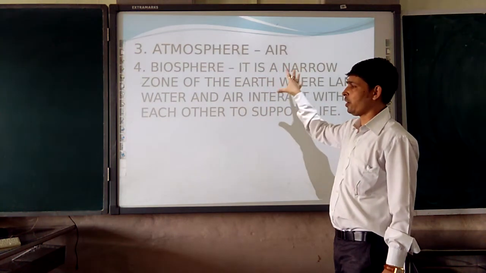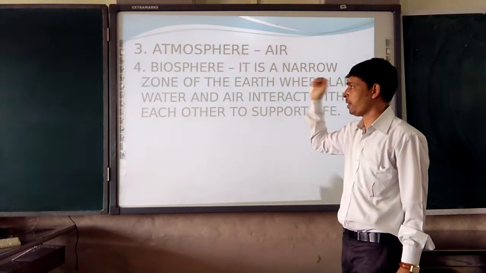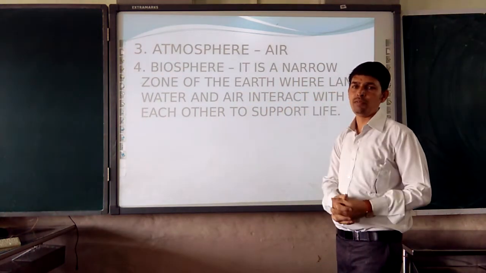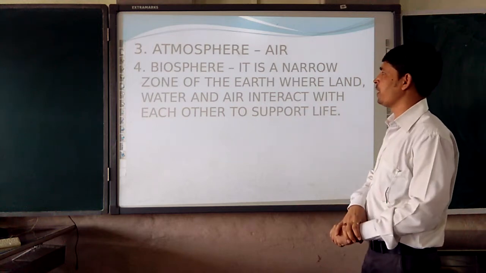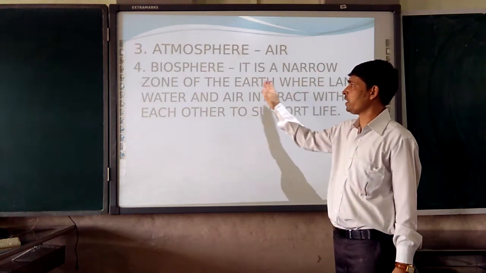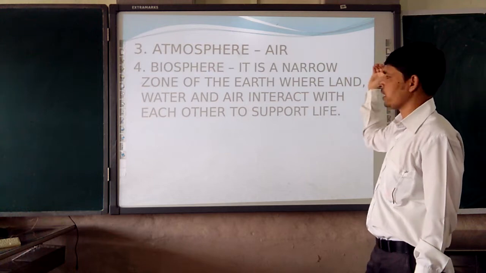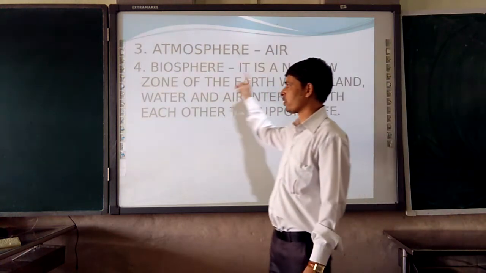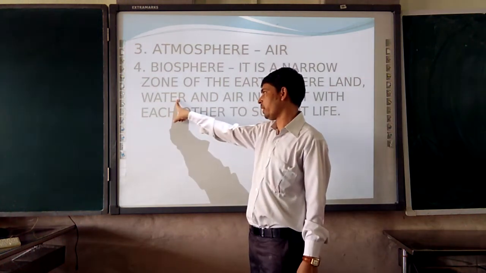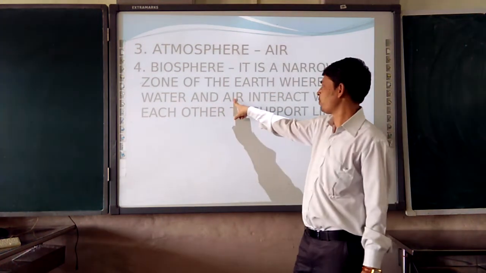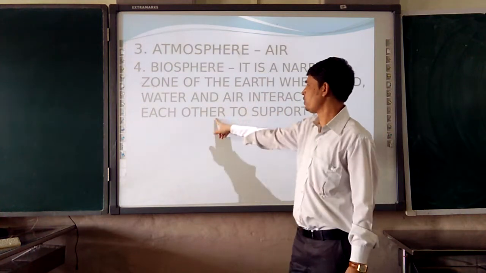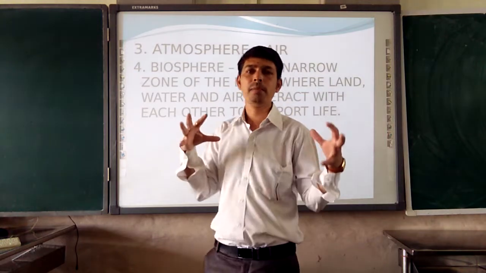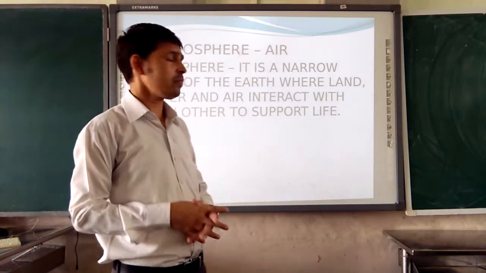The biosphere is very important here because all three spheres interact with each other where life is possible. So this is the biosphere. It is a narrow zone on the earth where the land, which is the lithosphere, water, which is the hydrosphere, and air, which is the atmosphere, interact with each other to support life. Then life is going to be possible, and the biosphere is forming.